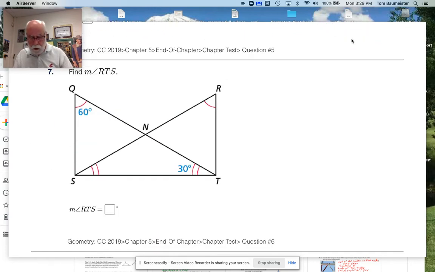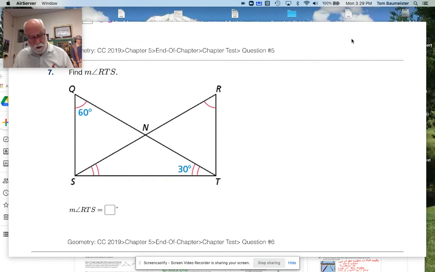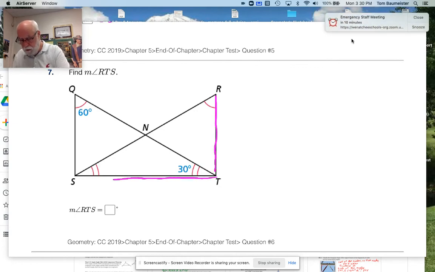Okay? So on number 7, it says, find the measure of angle RTS. So RTS. This is the angle that you're going to want to find. So let's look here. If I look at just this triangle here, I can say that this angle here is 30 because it's the same as this one right here. I can say that this one here is 60. And again, look at my triangle. I'll even use another color for you. Here, let's use a pukey brown.